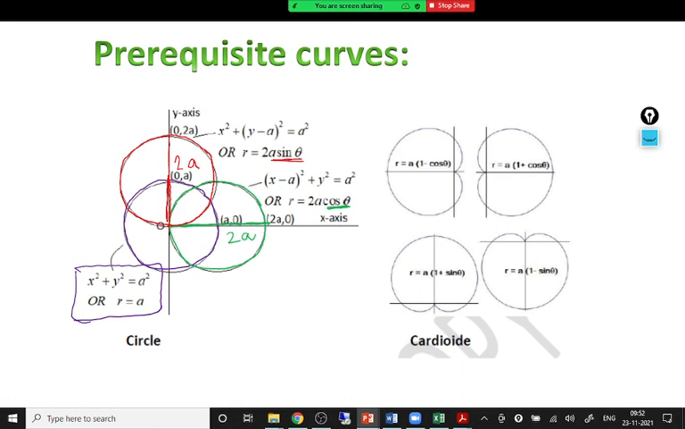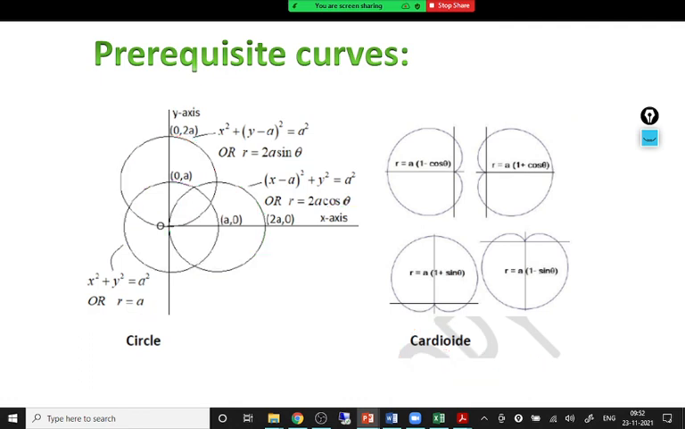Okay, after that, we require only the right-hand and left-hand cardioid. So the next curve is a cardioid. The cardioid name is given because it is a heart-shaped curve. The shape of the curve is like a heart. Out of those, the upper cardioid and lower cardioid are not required.